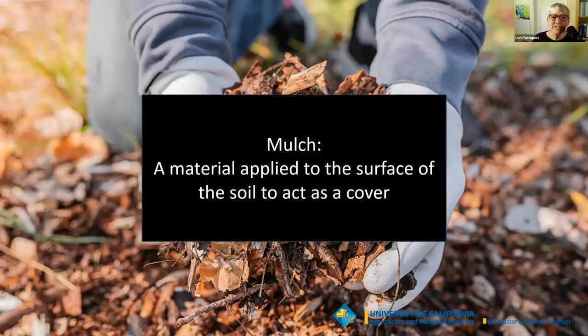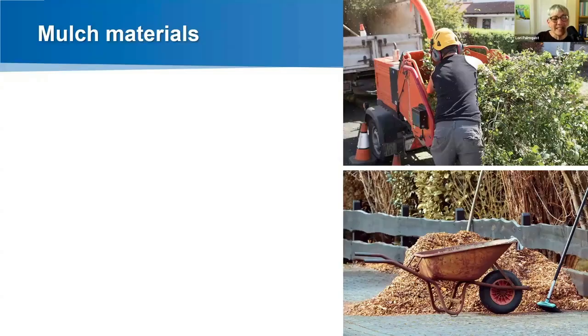Mulch is a material that's applied to the surface of the soil to act as a cover. In nature, we call this duff or leaf litter. In these next 3 slides, what I'm going to do is talk about the different materials that mulch can consist of.